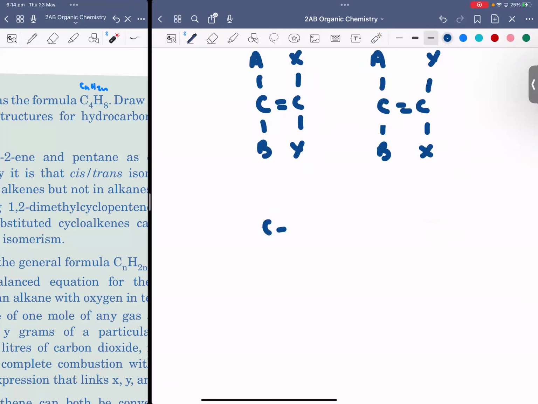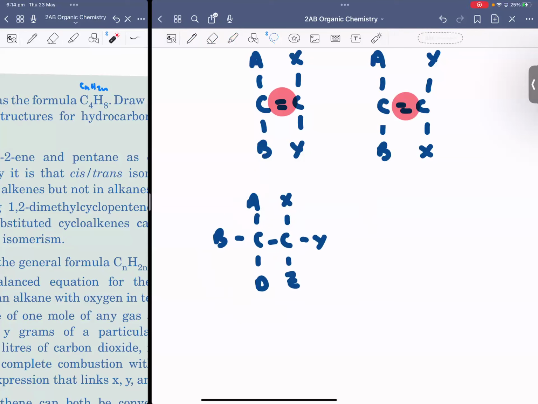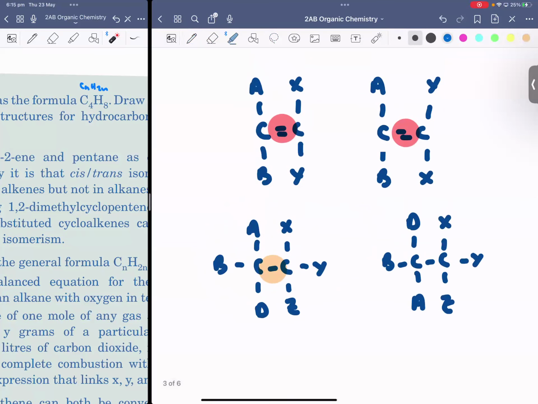However, if you have this, C, C, A, B, C again, whatever, X, Y, Z. What I'm trying to say is that this was a double bond, so no free rotation. So they're actually different things. But this here is a single bond. And being a single bond, you can actually just have this happening. If you really want, put the A here and put the D here and keep the X here and keep the Z there.